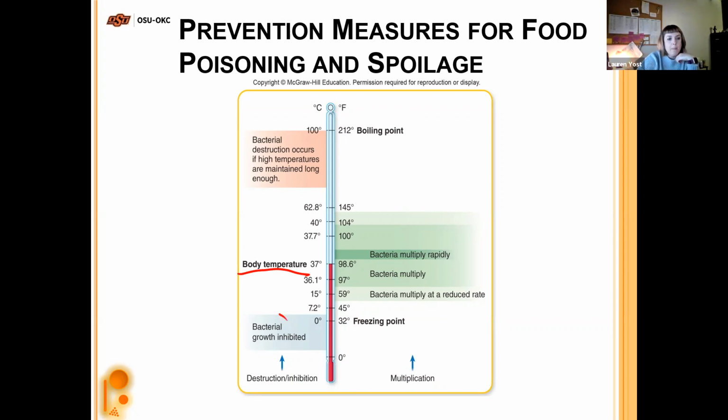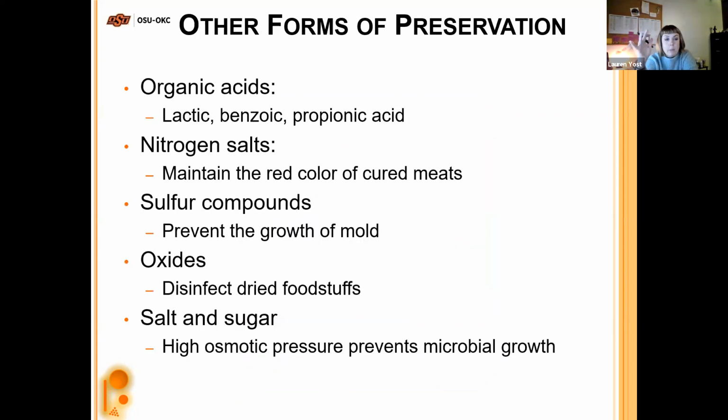So you can inhibit or even destroy bacteria at the below 0 point. So this is freezing, so it's a little bit above it. I'd say 4 degrees is great for refrigeration. And then if you want to freeze, it can even kill some things. So anyways, the point is then you want to get microbes up into this area at least, in order to start killing them off and making it safe to eat. We can also preserve things, not just with cold or by cooking. We can use organic acids to preserve things, nitrogen salts to preserve, like cured meats, sulfur compounds, oxides, and salts and sugars, literally.